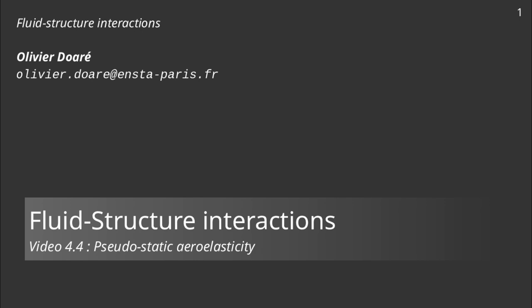This video is devoted to the aeroelastic phenomena in the pseudo-static approximation. This approximation is a little weaker than the quasi-static approximation, for which the solid was considered non-moving with respect to the velocity of the fluid. This time, we will consider that it has a constant velocity.